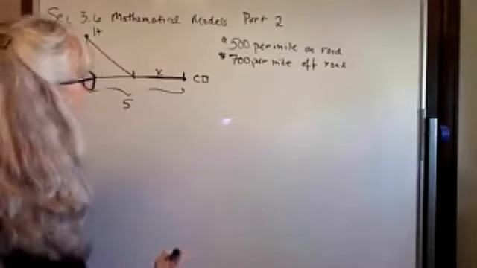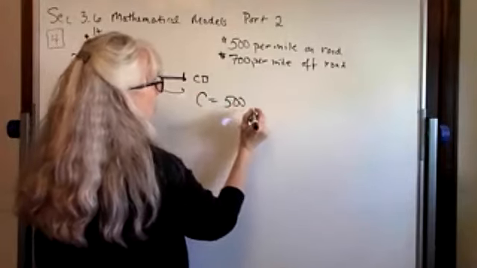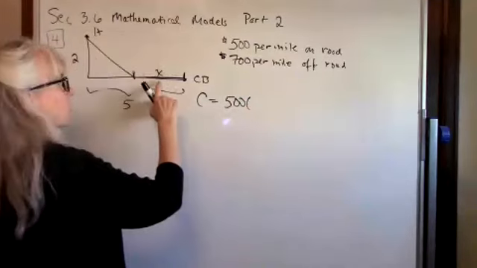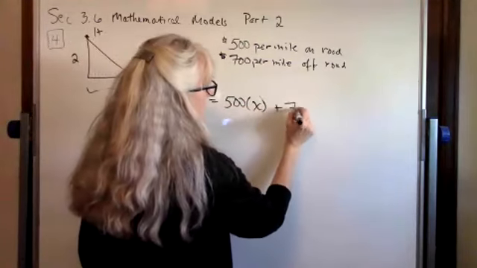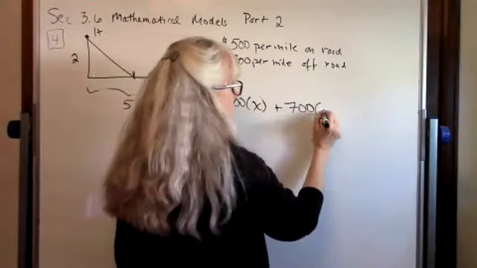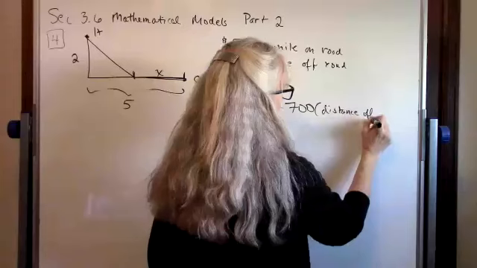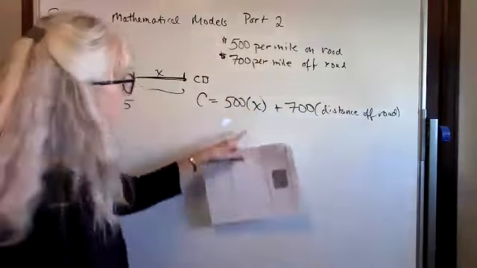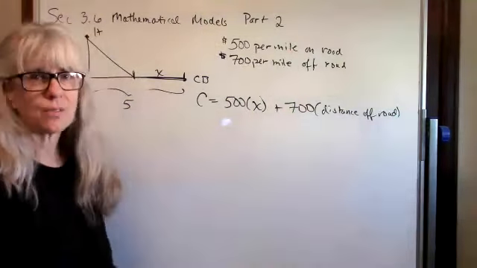Okay, so our cost is going to be $500 per mile along the road. So 500 times the distance along the road. Well, we know the distance along the road, that's X. They gave me that. Plus 700 for the distance off the road. And there's the problem. We have to go figure out what that is. This guy's fine because it's already in terms of X. That part is not in terms of anything, so we need to figure it out.